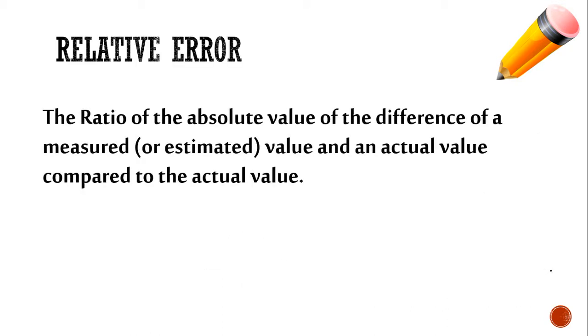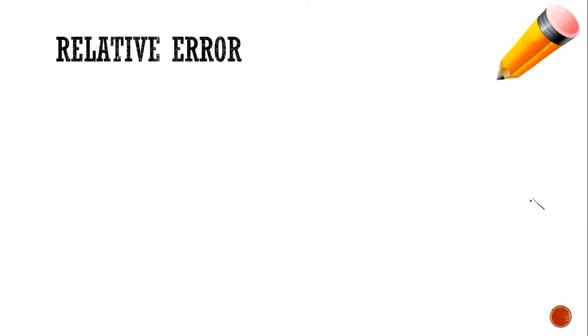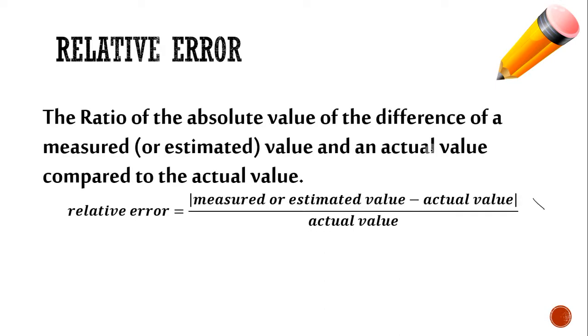Relative error. Now, relative error is used a lot in chemistry class and also in science. What this is showing is how much error someone has in their estimations. So this is the formula you definitely want to have down for relative error. You want to have this formula right here.